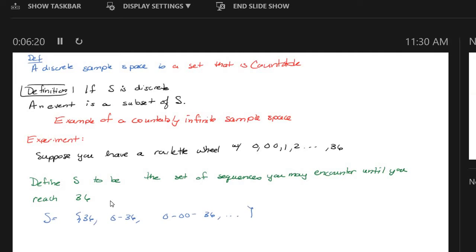So what are the possibilities? Well, I could spin 36 on my first one, right? So that's one. I could get 0 first and then 36. I could get 0, 0, 0 and then 36. And then I could get 0 n number of times and then 36. There's a whole bunch of different things I could get, but they're countable. I can tag them all to something in the natural numbers. There's an infinite number in here, but I can list them out. If you can list them out, it's countable.